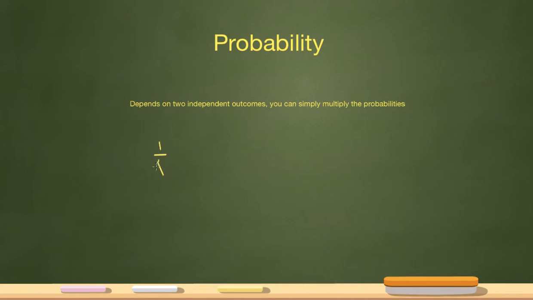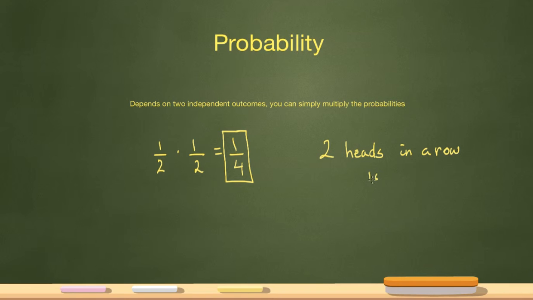That would be 1/2 times 1/2, which will give me 1/4. So my probability of getting two heads in a row is 1/4. Because again, the probability depends on two independent outcomes, and I can simply multiply the probability. So my probability of getting heads was 1 out of 2. Then again, the probability of getting heads is 1 out of 2. Multiply both, and you get 1/4.